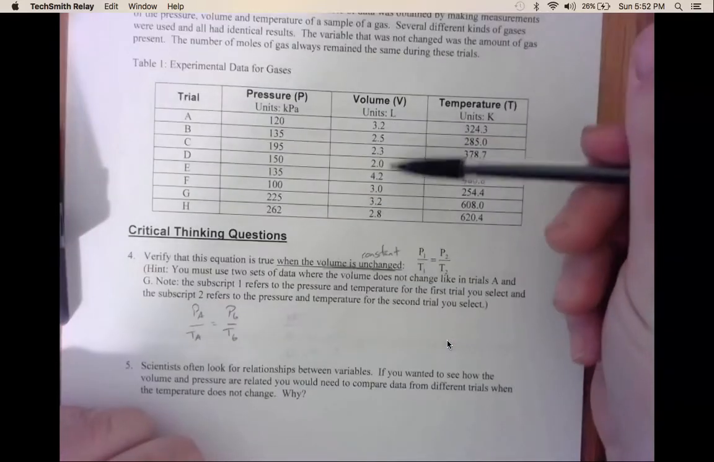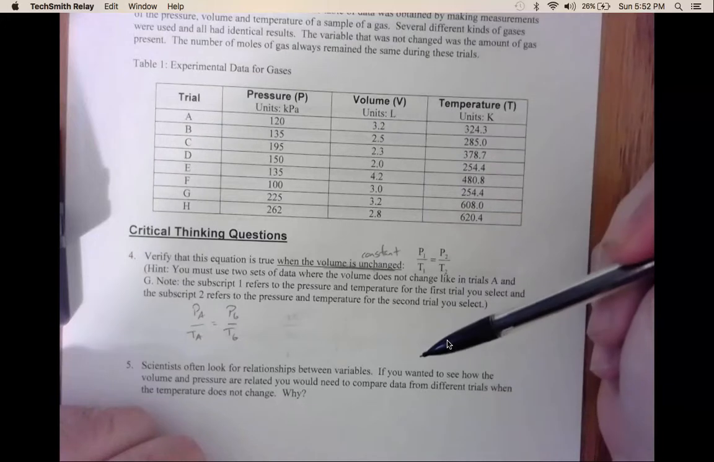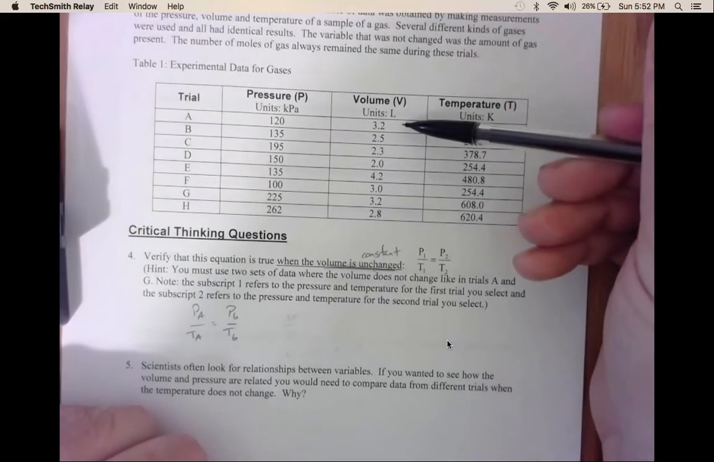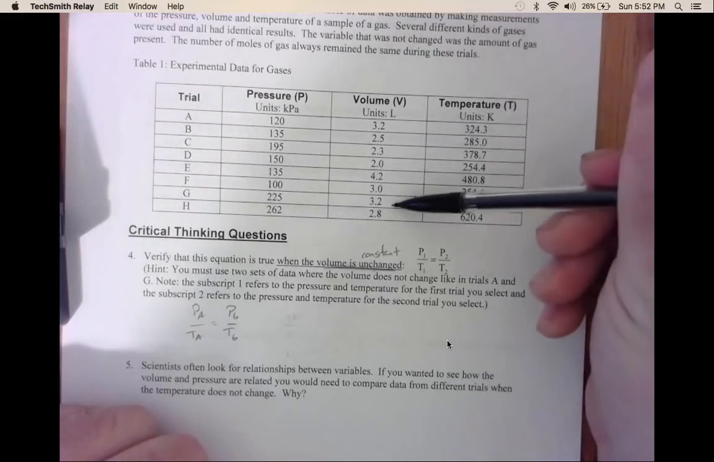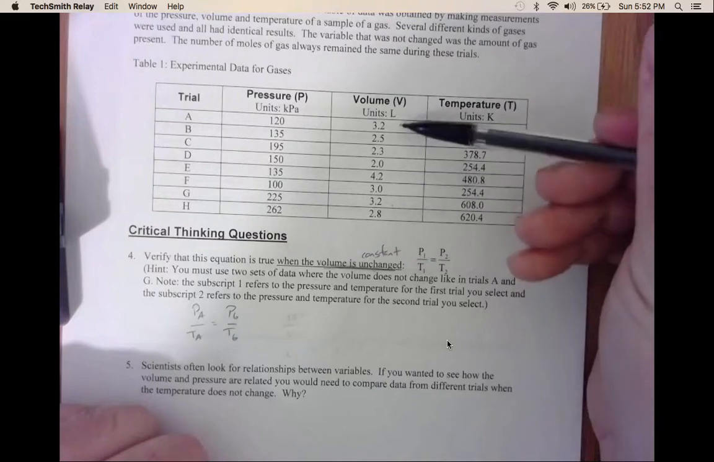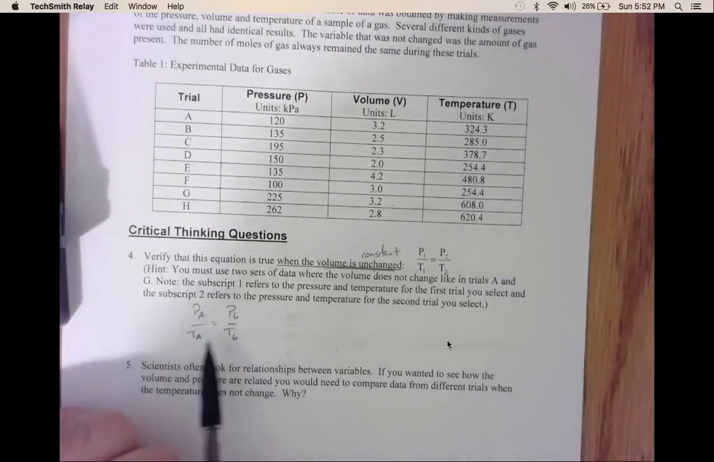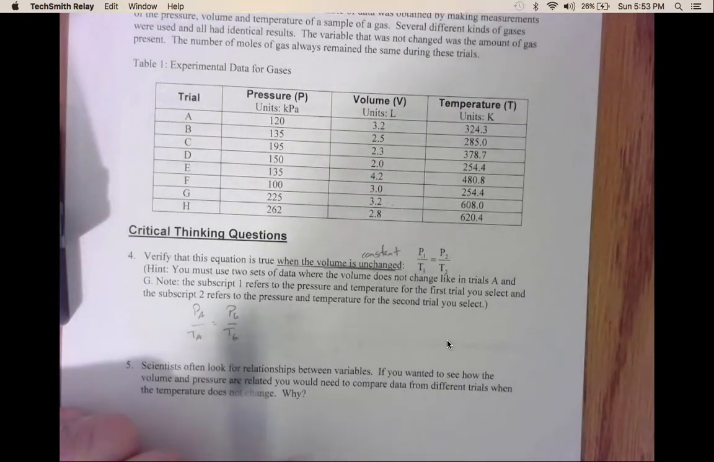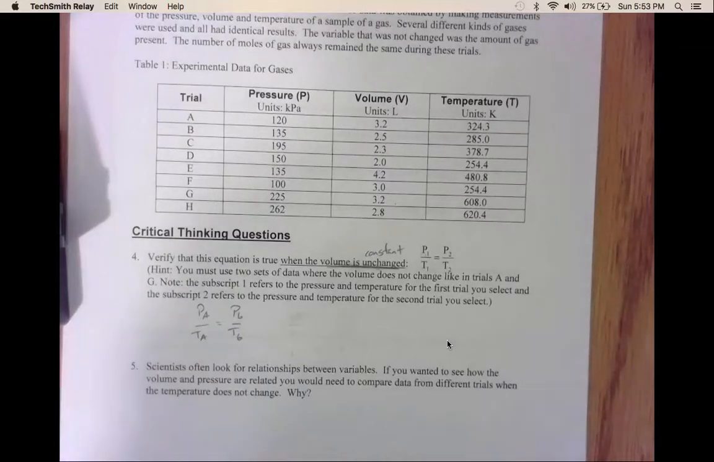We need to look at this data table and pick 2 trials where the volume is unchanged. If you'll see here, we can look at trial A and trial G. For both trials, you have a volume of 3.2, so that is unchanged. What I did down here is I just rewrote the equation. Where there's 1s, I wrote A. Where there's 2s, I wrote G. Next, we would just have to plug our values in.